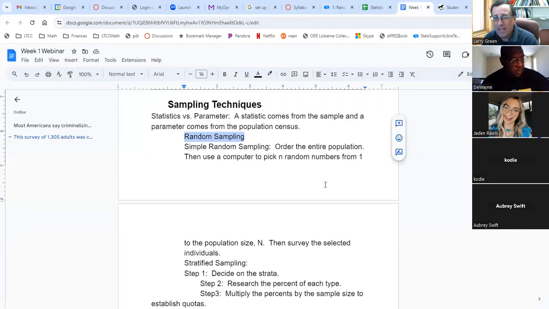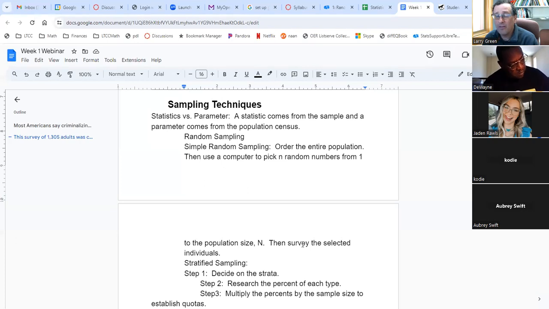Okay, so random numbers, what you want to do, if you want to get a random group from a population, there's a step-by-step process. What you have to do is first order the entire population. And sometimes that's impossible. Sometimes it's possible. Then you use a computer to pick n random numbers from 1 to that population size. And then you survey the selected individuals.